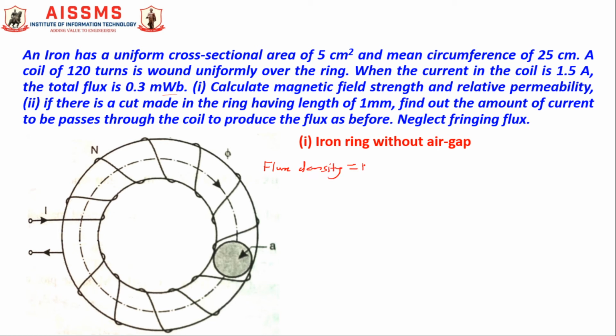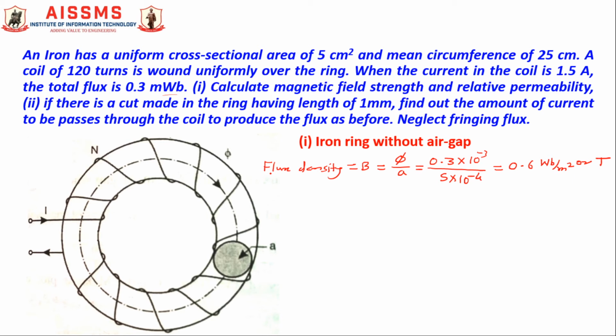B is equal to phi by area. Phi is given as 0.3 milliweber, so convert it into weber, 0.3 into 10 raised to minus 3, divided by area 5 into 10 raised to minus 4 meter square. So finally we get B equal to 0.6 weber per meter square or Tesla.